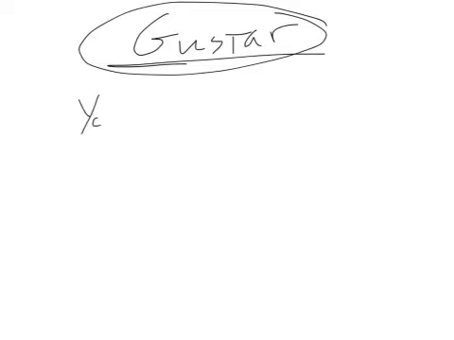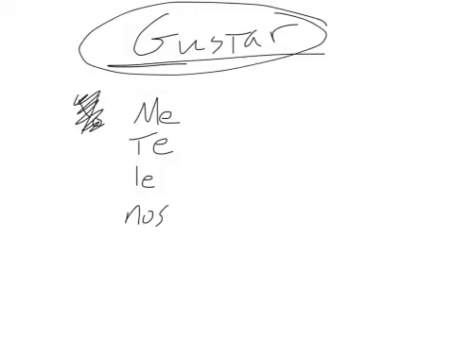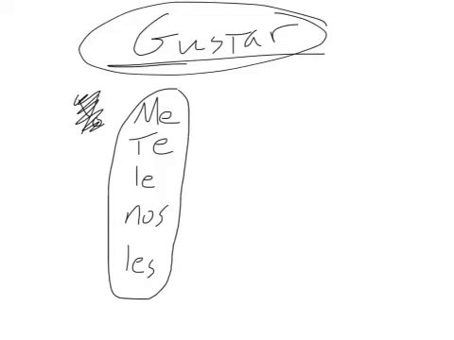So, forget the yo. Don't worry about that. So if you want to say something's pleasing to me, you're going to say me. If it's pleasing to you, it's going to be te. If it's pleasing to him or her, or you formal, you would use le. If it's pleasing to us, you use nos. Notice that this is different than nosotros. It's just nos. And then if it's pleasing to they or to all of you, it would be les. So these are going to tell to whom it's pleasing.